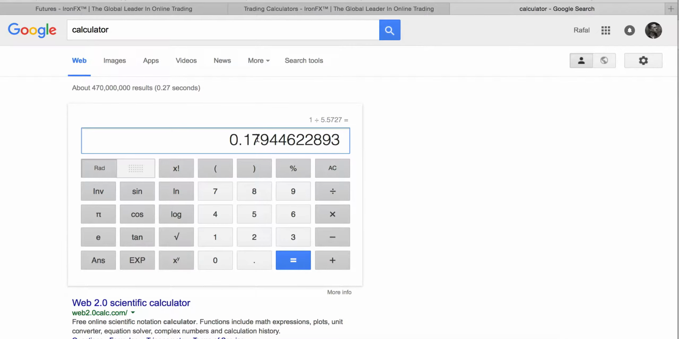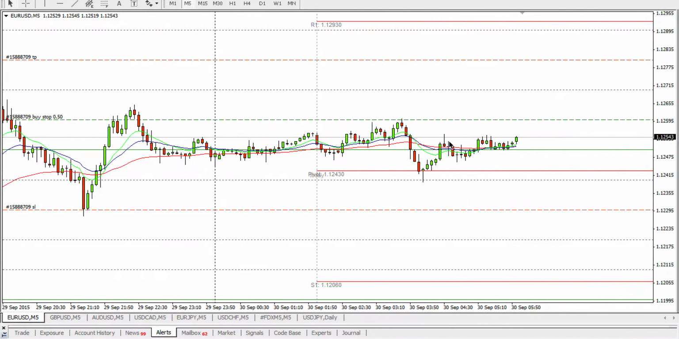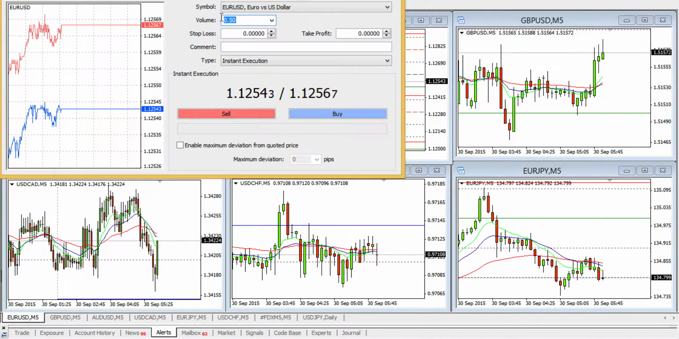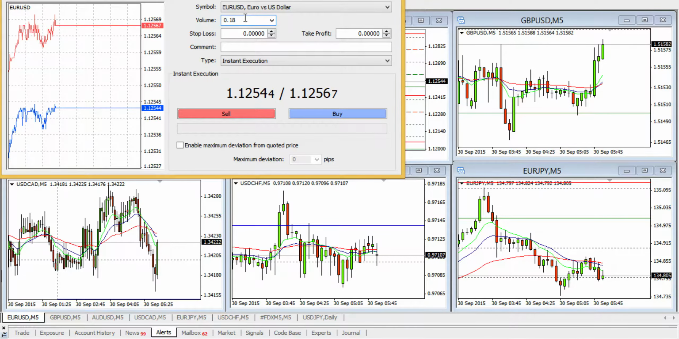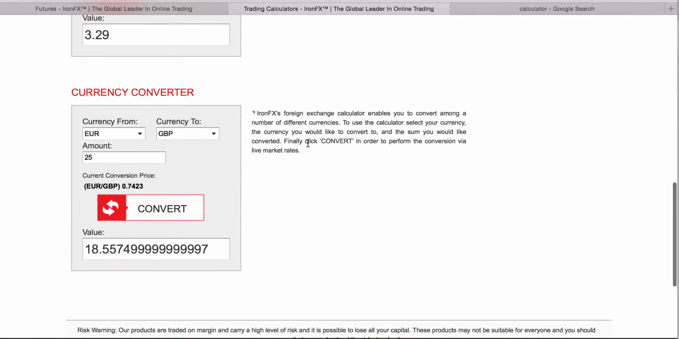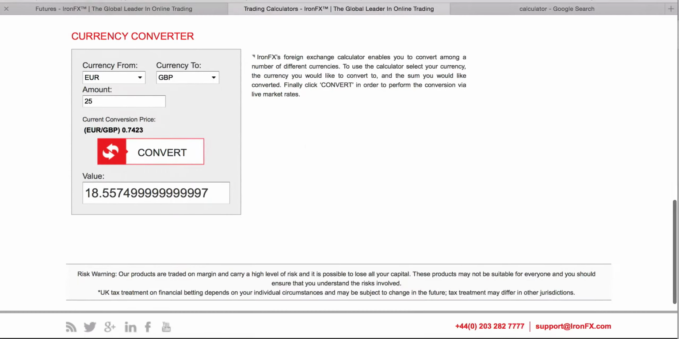So now we take this number, and we know that if we go to trade DAX, we need to put 0.18, and that's how we would trade DAX to risk exactly the same as we would trading Euro USD, where we would have 0.5. And yes, you can do exactly the same with anything else.